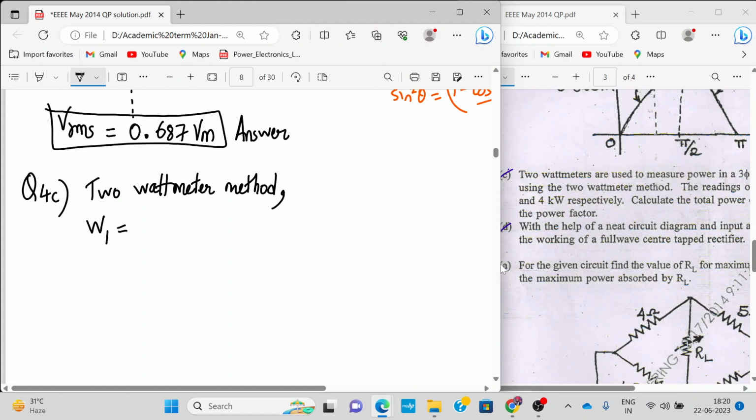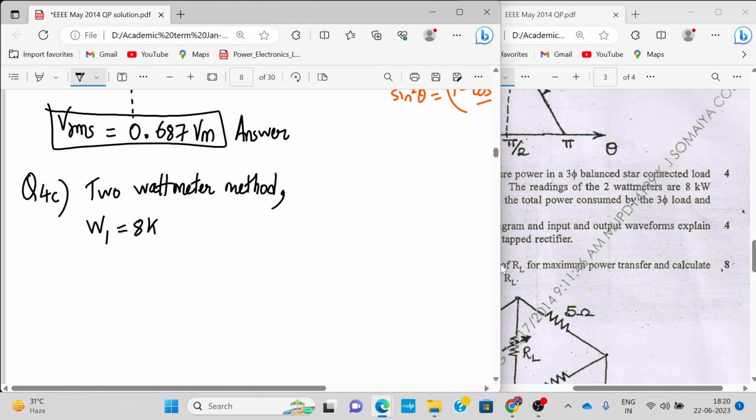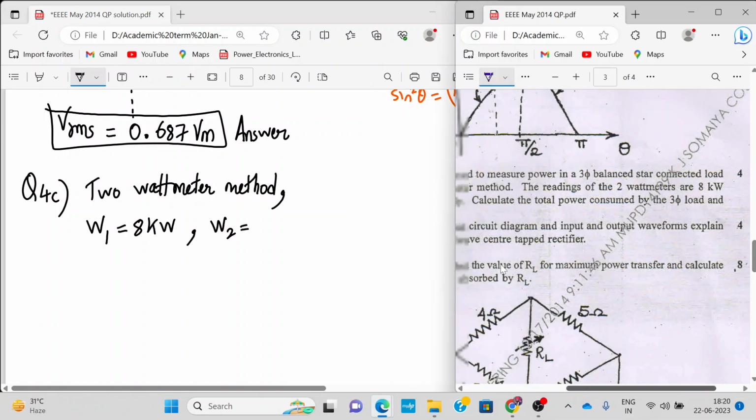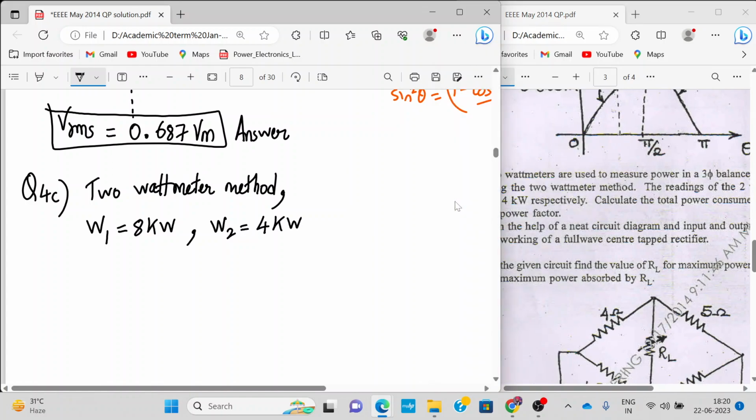What is the higher reading? 8 kilowatt. Lower reading, write it as W2. The wattmeter reading, 4 kilowatt. And what you need to find out is the total power consumed and power factor.